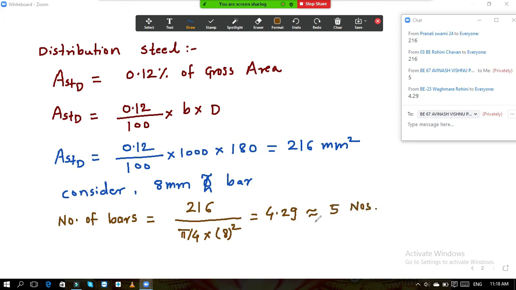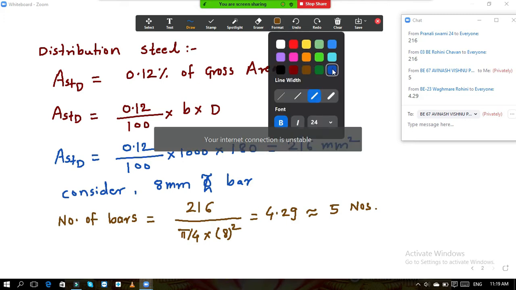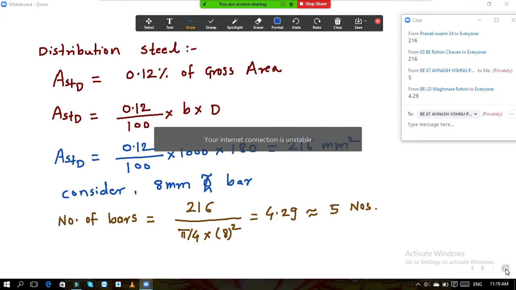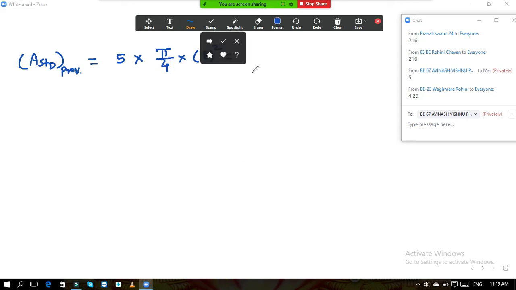Now if we provide 5 bars of 8 diameter, then what we are going to provide? So we need to calculate the AST provided. Okay, so AST provided for distribution steel, ASTD provided, is equal to, we are going to provide 5 bars, each bar having diameter of 8, 5 times pi by 4 into 8 square. So let me know the answer. What is our ASTD which we are providing now?